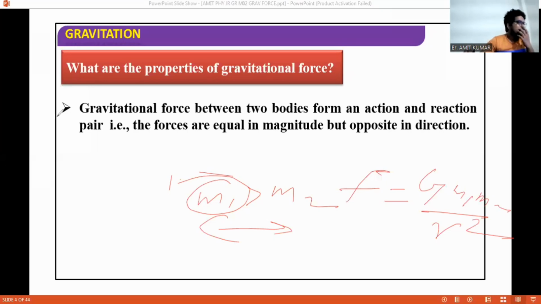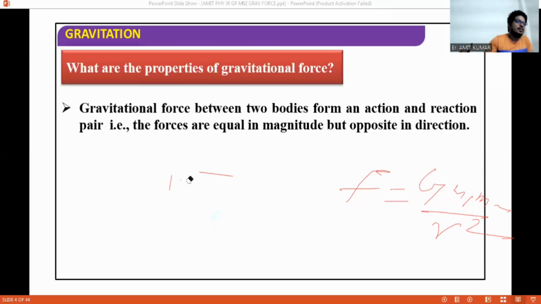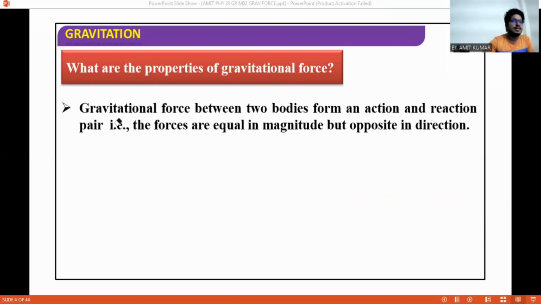Clear? Up to here, any doubt to anyone? Ask me. So gravitational force is action and reaction and attractive in nature, irrespective of their masses. The force will be equal.